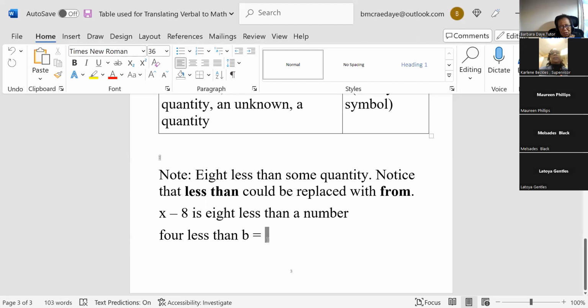No, you've got to remember, we're translating this to the math. So 4 less than b translates to what? Less than a number. The number is b. I gave you the variable.